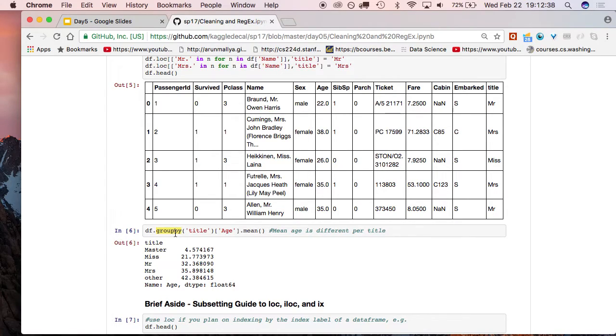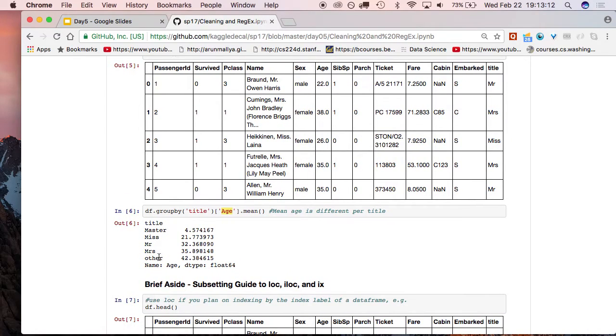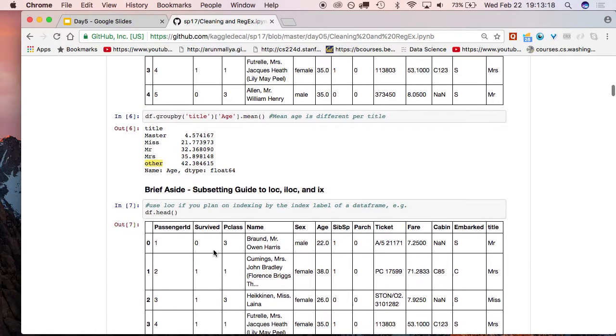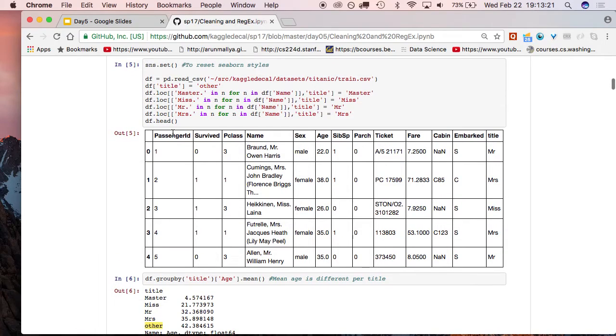Cool. Here is something else that's very useful, group by. This is a command that you'll be using a lot with data frames. As you can see, it groups all the rows by this column value. So there's probably like 100 rows that have the title master, or maybe 300 rows that have the title mister, but you group them all into one sample point and calculate the mean of all the age columns that have a title of master or mister, miss, etc. Other probably was lord or count or something. I don't know what it is.